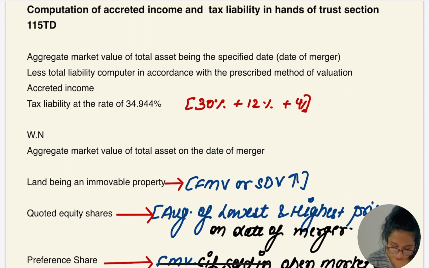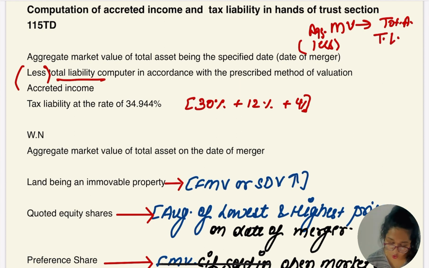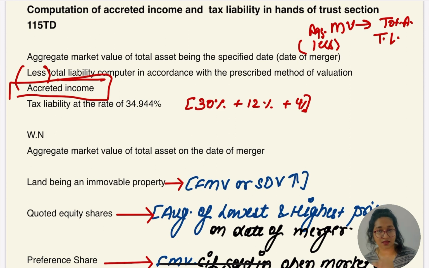The aggregate market value of total asset, less total liability, is the base. Let me write here: aggregate market value of total asset, less the total liability in accordance with the prescribed method of valuation. Then we'll have accreted income. So we don't have much complication here. It's very simple, but with one question we will identify what things are going to be included here.